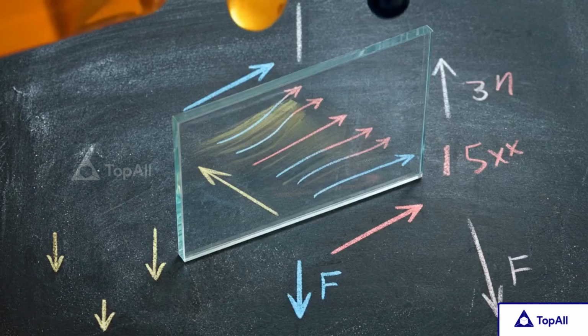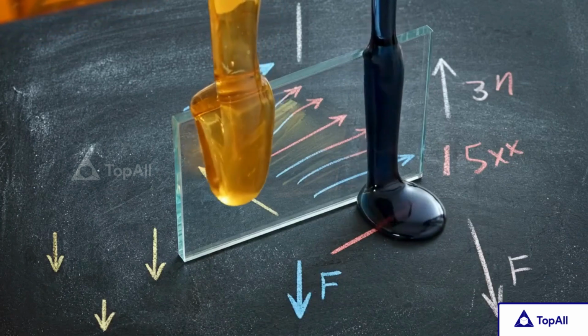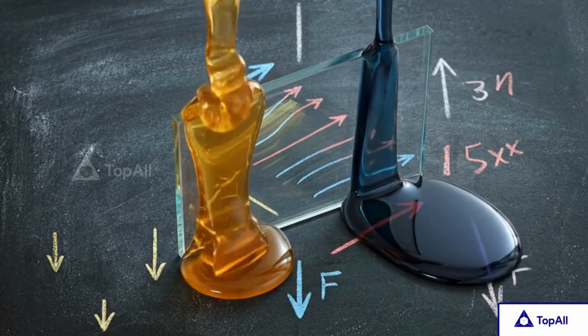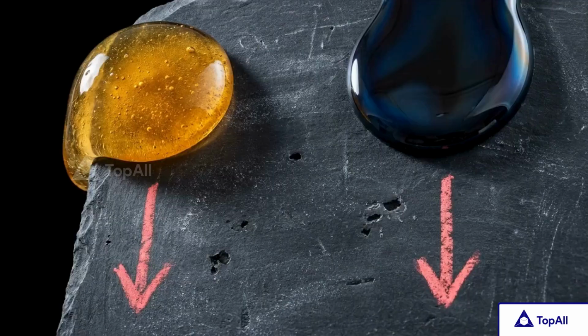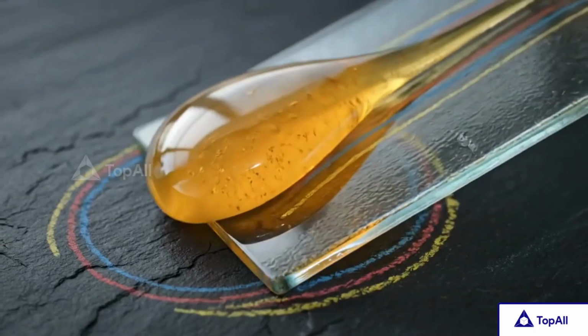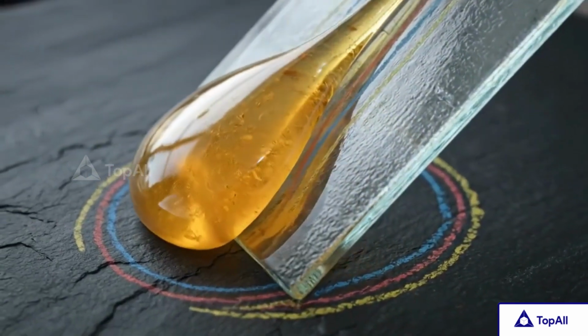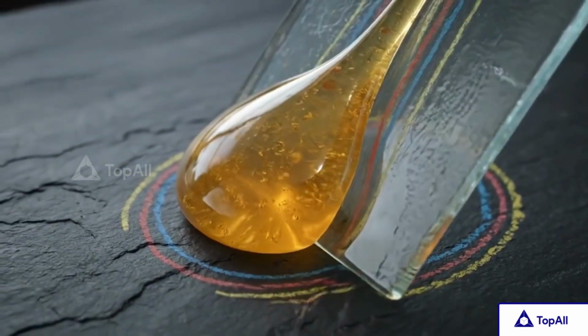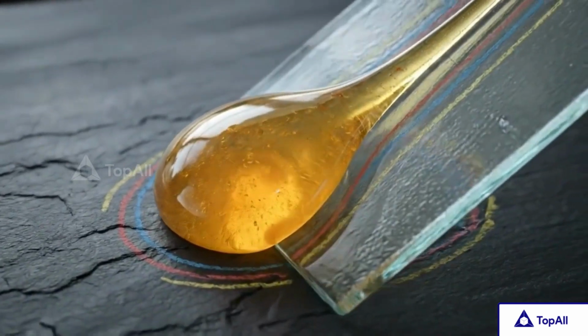Watch what happens when we pour honey and machine oil down a smooth surface at the exact same time. Both of these substances are liquids. Both are being pulled downward by the exact same gravitational force. Yet the machine oil glides effortlessly down the incline, while the honey visibly stretches, lags, and heavily resists moving at all.